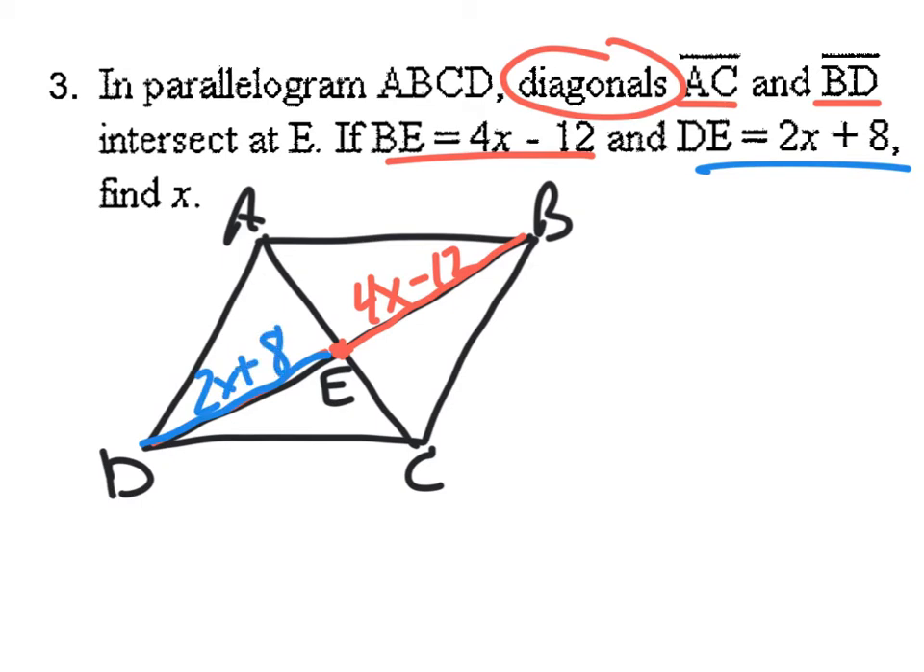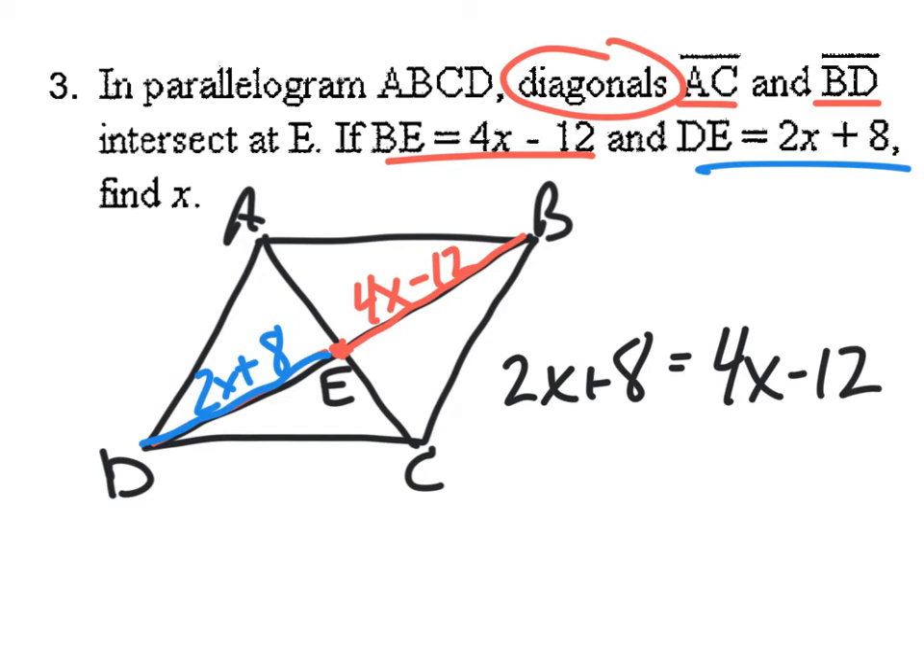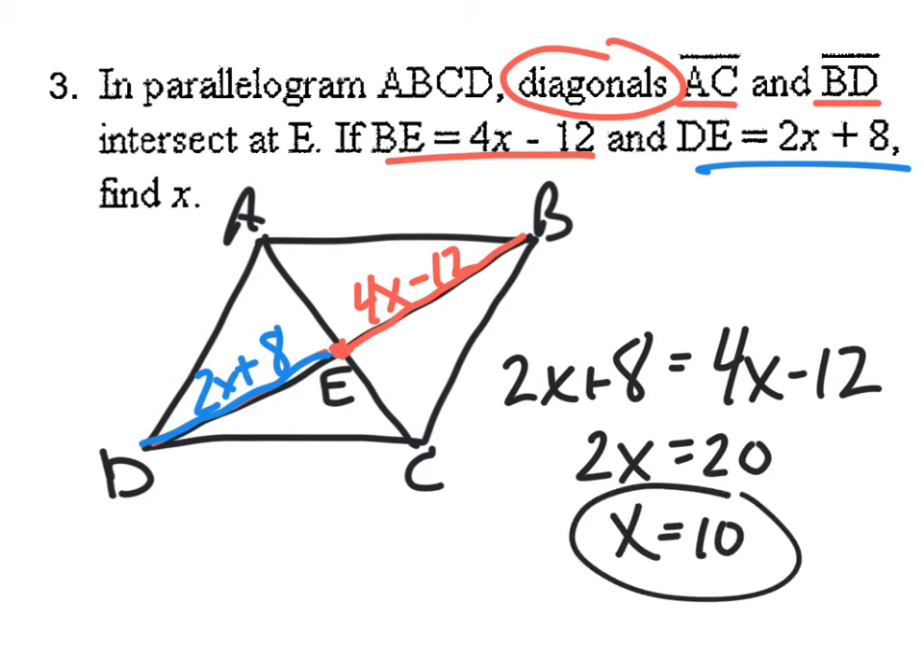Well, the question is, what's the relationship between these two pieces? And if you take a look at that fifth property, we talked about how the diagonals bisect each other, or in other words, they're getting cut in half. So these two pieces must be equal to each other. So we can take 2x plus 8, and we can set it equal to 4x minus 12, and solve for x using that equation. From there, we should get 2x is equal to 20 and x equal to 10. So again, that's using the fifth property, diagonals bisecting each other.